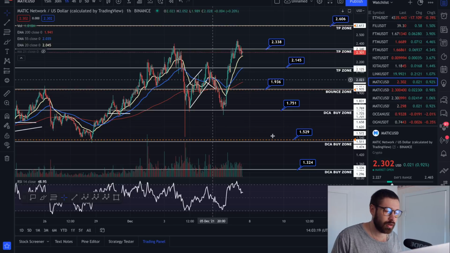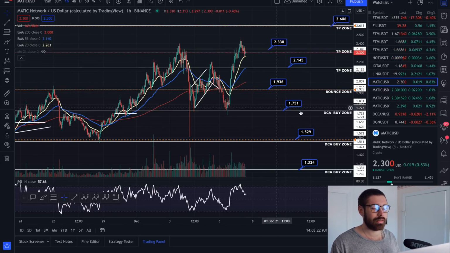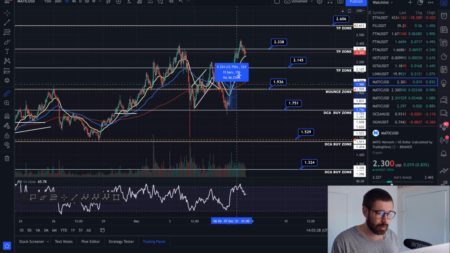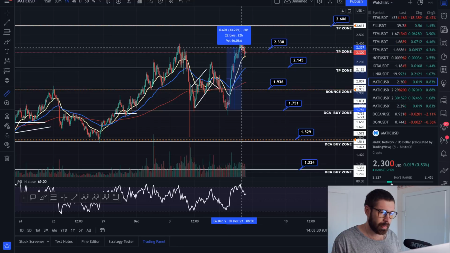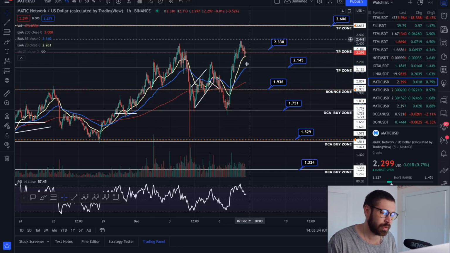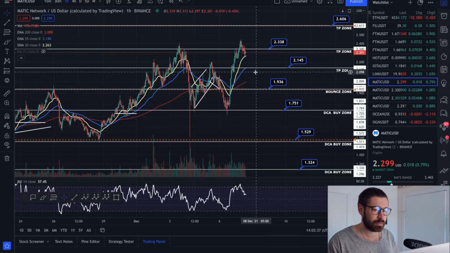So our first dollar cost average buy zone was here at 175. We hit it and we exploded. So that was a juicy trade all the way up to our take profit zone. 34% all the way up to the peak here, 38%. I still have a little bit left in the trade. I took profits here. I took some profits here.